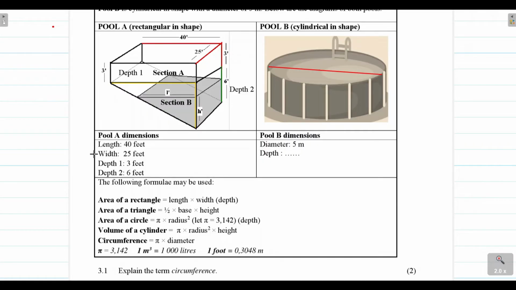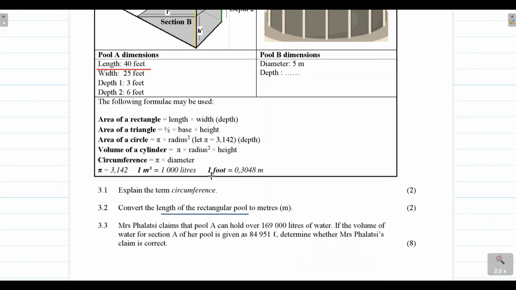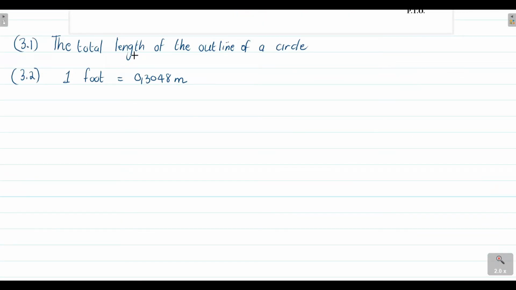We're already given it here, they already made that easy for us. They told us that the length of our rectangular pool is 40 feet. So we now want to convert those 40 feet into meters. How are we going to convert the feet to meters? We're going to use this conversion that was given to us here, which is 1 foot is equal to 0.3048 meters. Okay, so we're going to use this to help us convert feet to meters. Let's write that down. So we already know that 1 foot is equal to 0.3048 meters. We want to convert 40 feet to meters.